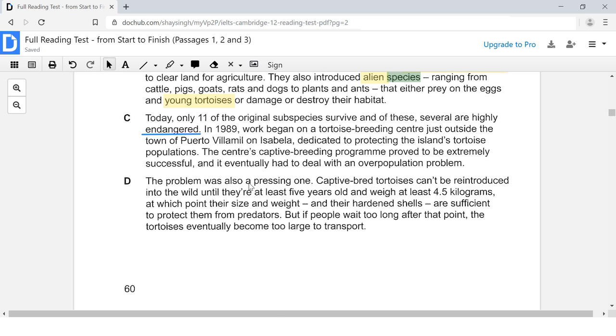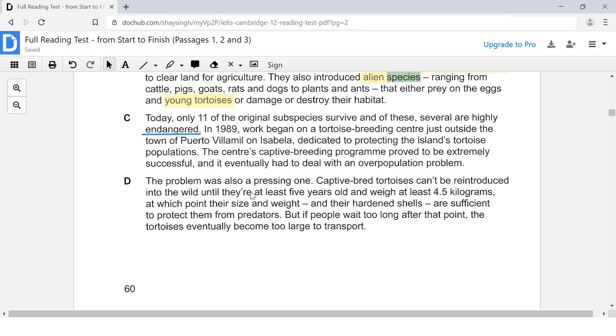Paragraph D is next. It is also a very short paragraph, so we'll begin there. "The problem was also a pressing one." To be a pressing problem means to be a very important problem, a serious problem. Next sentence says, "Captive-bred tortoises can't be introduced into the wild until they're at least 5 years old and weigh at least 4.5 kilograms, at which point their size and weight and their hardened shells are sufficient to protect them from predators." Okay, so what it's talking about is that these captive-bred tortoises cannot be reintroduced into the wild at the wrong time. They have to be introduced at the right time.